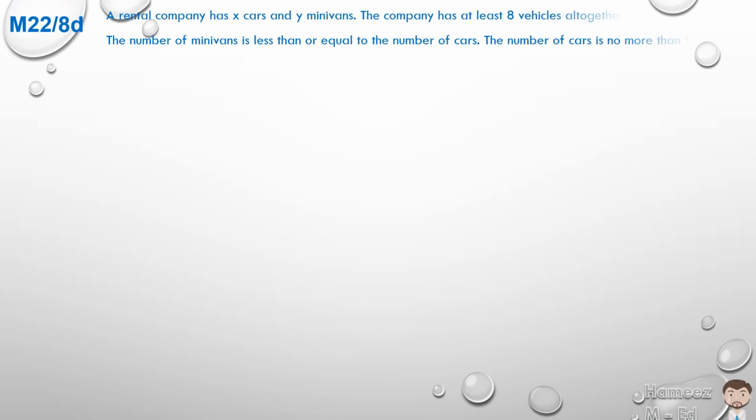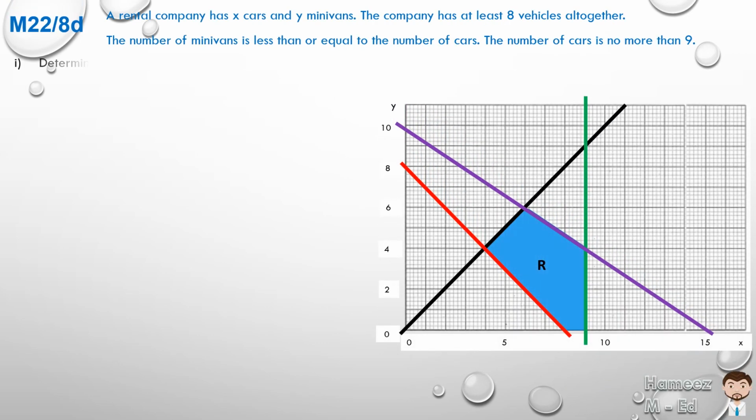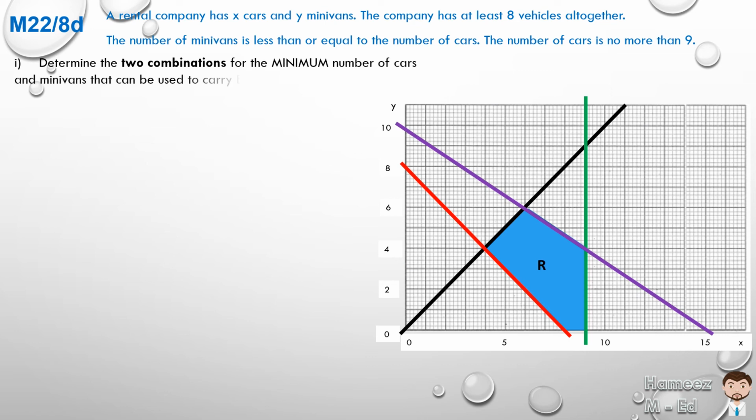May 2022, number 8D, Part 1. Determine the 2 combinations for the minimum number of cars and vans that can be used to carry exactly 60 people on the tour. So when we're looking at these types of questions, the minimum and maximum points occur at the corners or vertices of the region R. At these vertices, the values are 8, 0 on the x-axis, 9, 0, 4, 4, as we go up with the intersection between the red and the black line, 9, 4, and 6, 6.